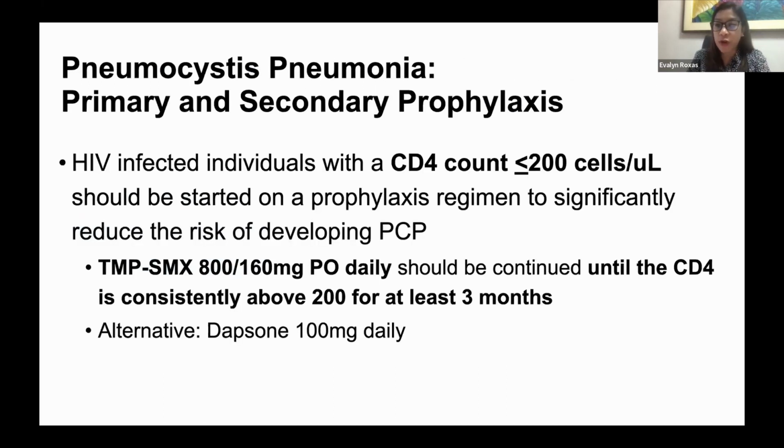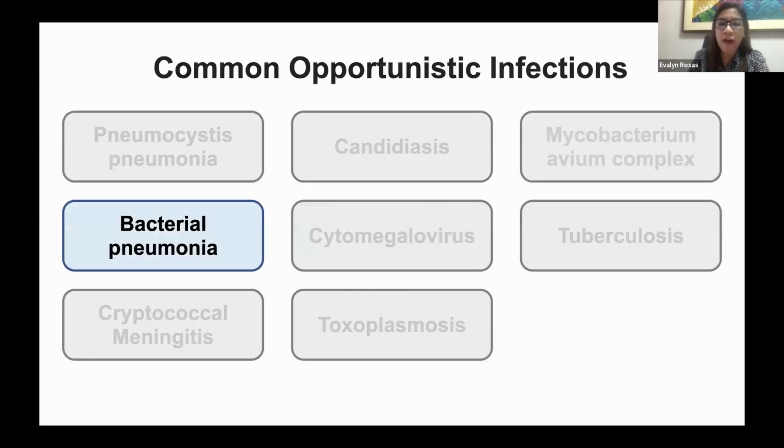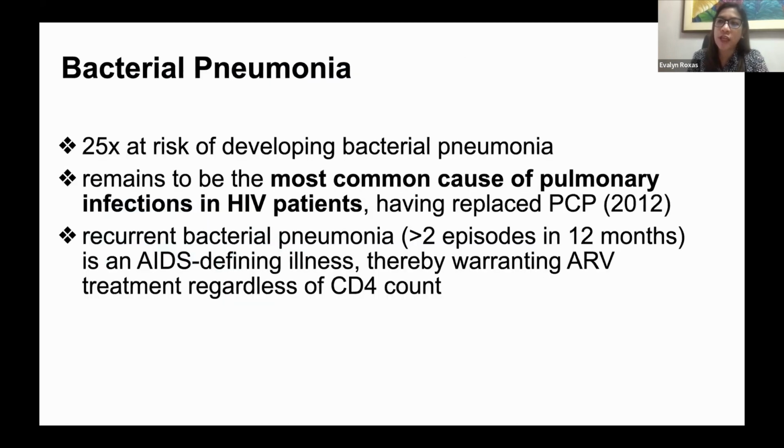Okay, so that's for pneumocystis. So we go to other opportunistic infections. So we have bacterial pneumonia. Actually, bacterial pneumonia in an immunocompetent patient is not an OI, no? But because of the host status, the patient is immunocompromised, this bacterial pneumonia is converted to an opportunistic infection.